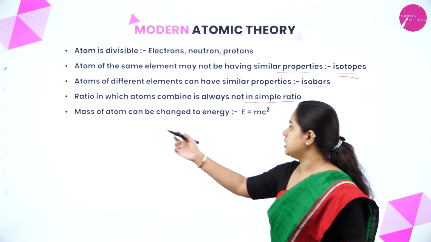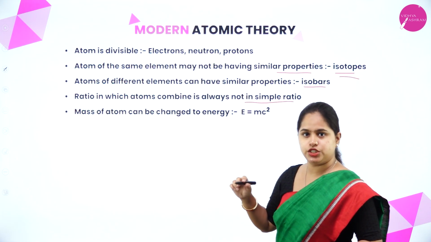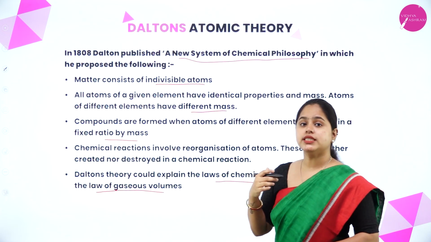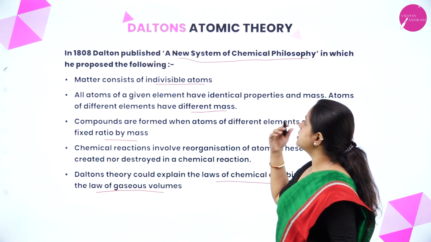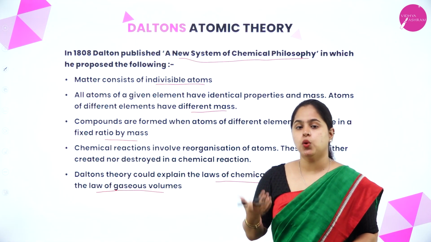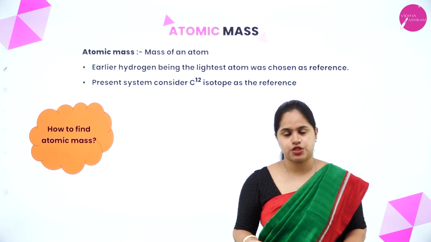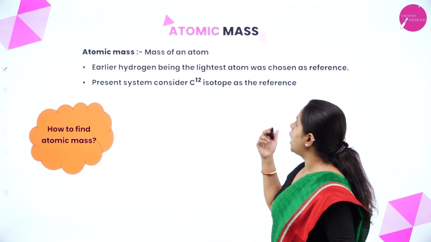And the last one is that mass of an atom can be changed to energy. Yes, this equation, E is equal to mc square. So, it is clear from here that Dalton's atomic theory has its own limitations, right? Now, let's move on to the next topic, that is atomic mass.